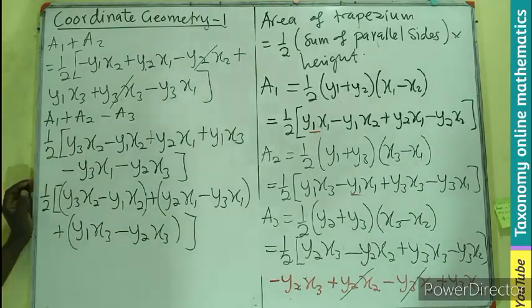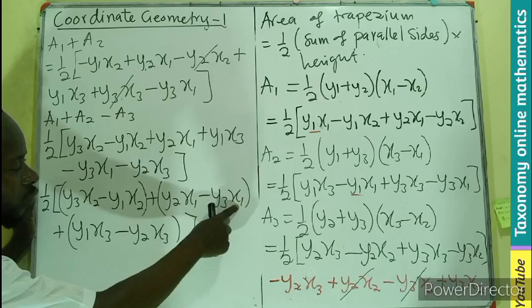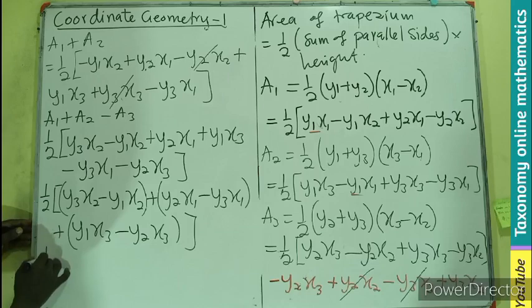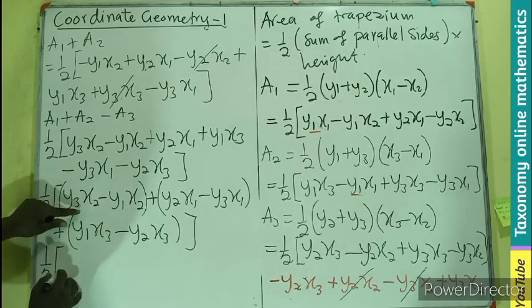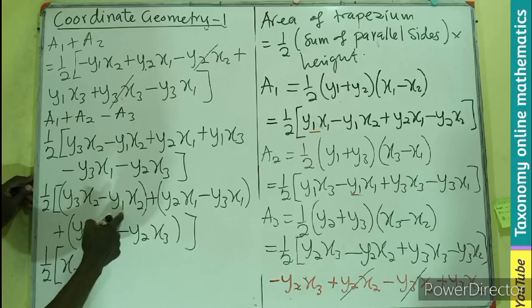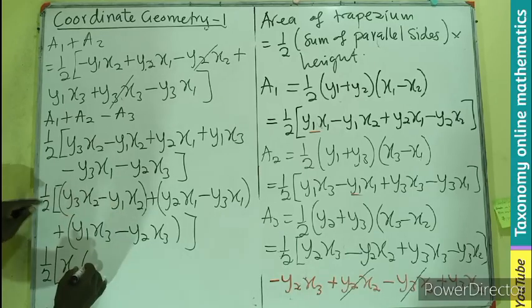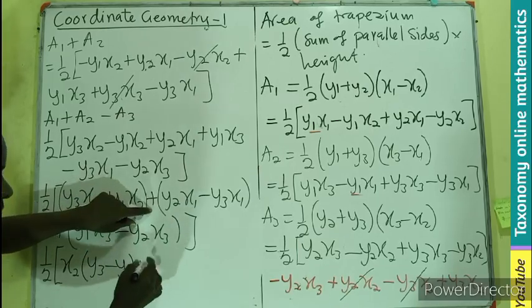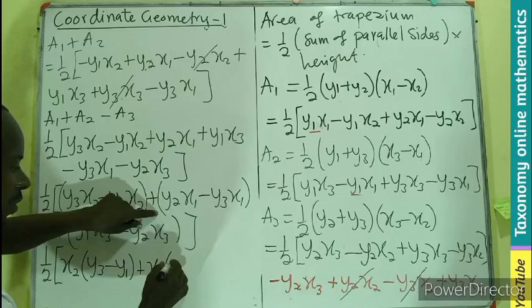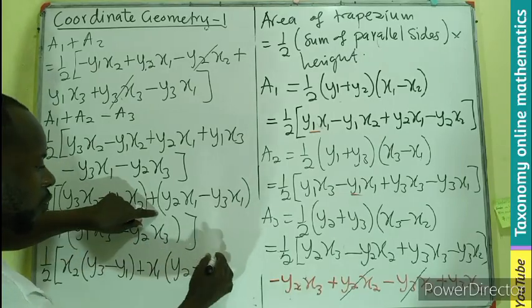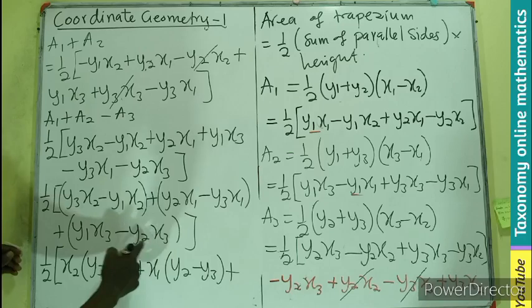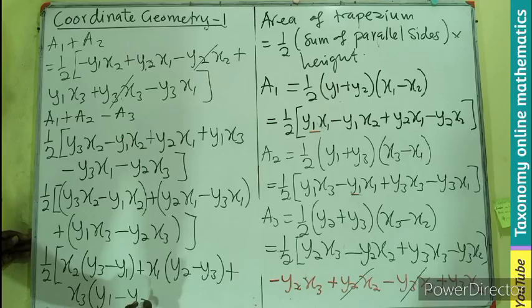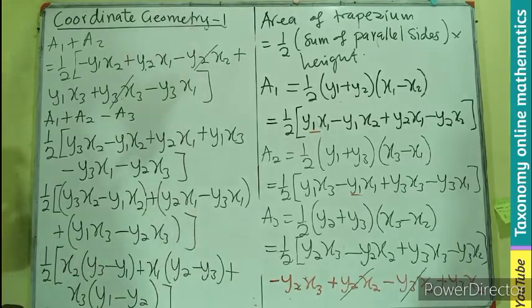Alright, I think we have summarized everything. I can see x2, x2, x1, x1, x3, x3, which means I can factorize. So if I factorize, 1 over 2 will still be out there. Here I'll be having x2 first, right? Into bracket, y3 minus y1. In this bracket, x1 will be factorized, y2 minus y3, then plus, what will be factorized here? x3, y1 minus what? y2. So this becomes the formula that we are looking for.